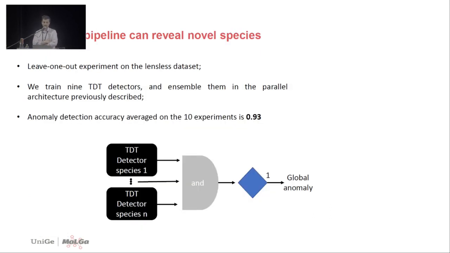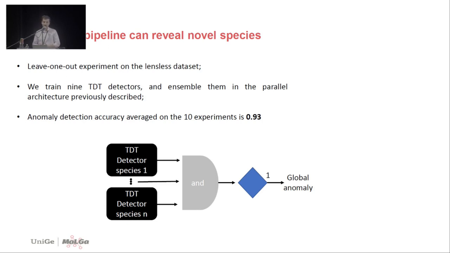Finally, we also tested how accurate the pipeline actually is in detecting an unknown species. We used the lensless dataset with a leave-one-out approach. Every time, we remove one of the 10 species and use the remaining 9 TDT detectors in the parallel architecture that I already described, and it is already in the slide for clarity.